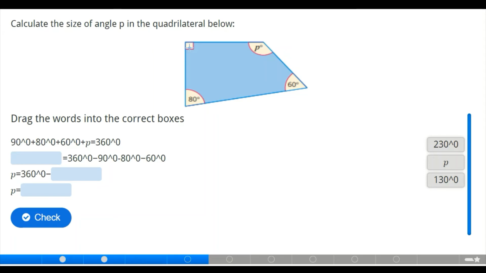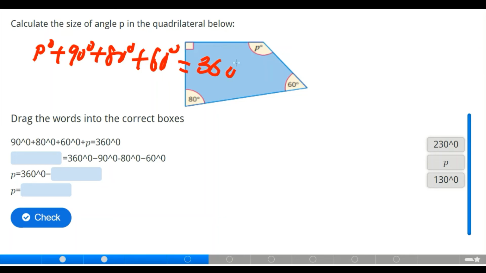Or 90 degrees. So that implies that this side as well is taking 90 degrees. We have 80 degrees here, 60 degrees here, and we have 3 degrees here. Then we equate everything to what? Everything to 360 degrees. So let's start with P degrees plus 90 degrees, plus 80 degrees, plus 60 degrees, equals what? Equals 360 degrees.